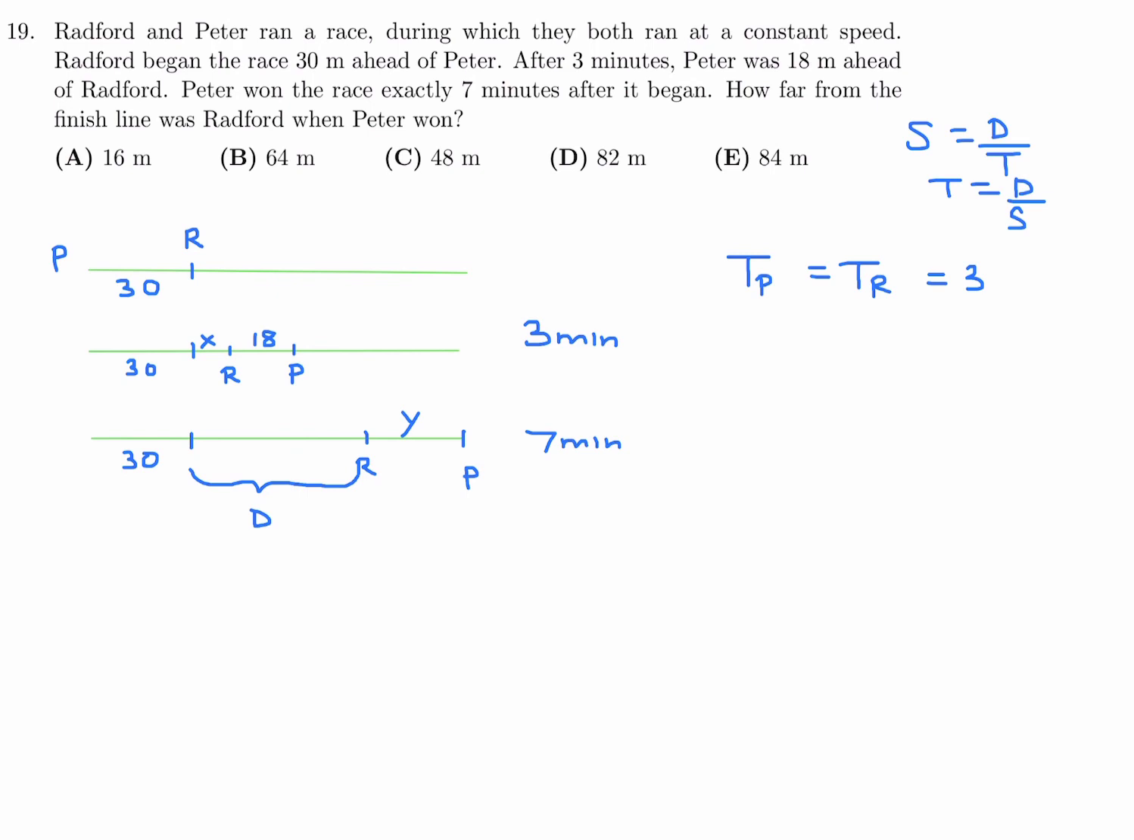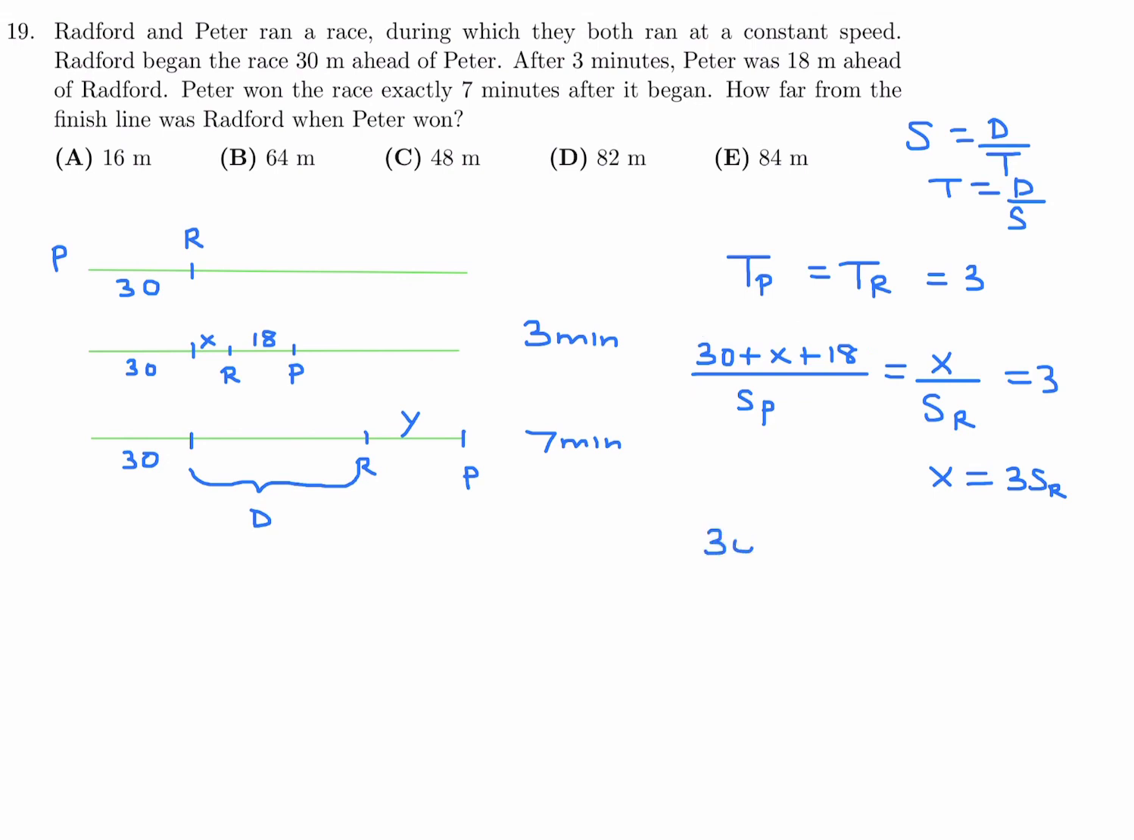So it would be 30 plus X plus 18, all over the speed for Peter. And then the time for Radford, well, he's only going from here to here, so that's just X for the distance, and then the speed for Radford, and that is equal to 3 minutes. So from this equation, we can just get that X is equal to 3SR, and then we can plug that in to this one.